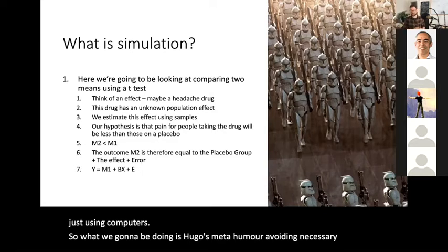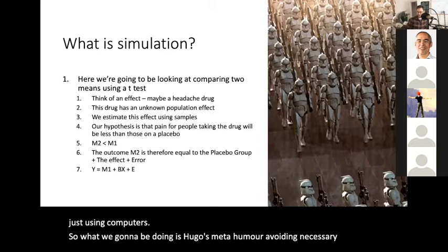And as I say, we do estimate this effect using samples. So we might take 100 samples of people with and without headaches, give half of them a placebo, give the other half an aspirin or something, and then our hypothesis is that our second group, the mean 2, is going to be less than mean 1. So people who've taken the placebo are going to have greater headaches than people in the second group.